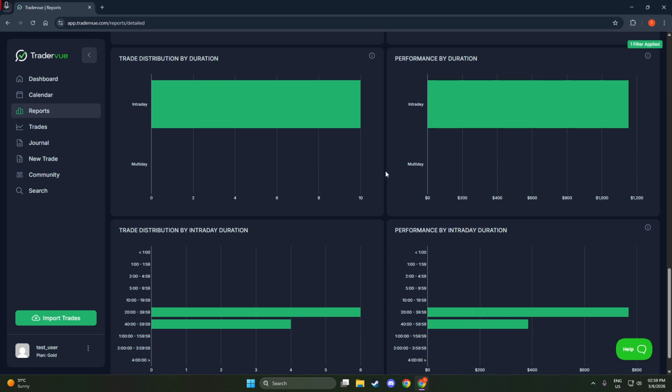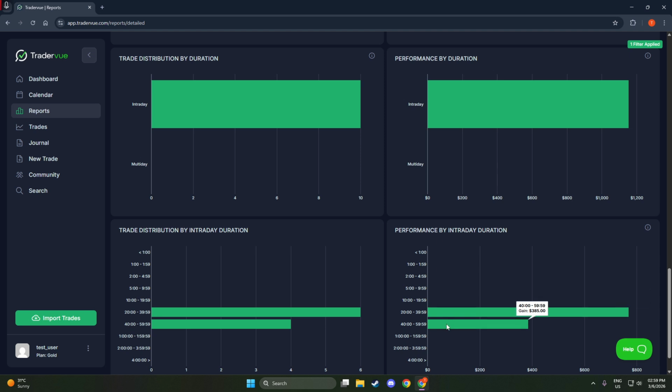If you notice a heavy concentration in intraday, that might confirm you're primarily a day trader. If you see a spread into multi-day buckets, it suggests you regularly swing trade as well. The point here is to get a clear picture of your behavior before judging results.